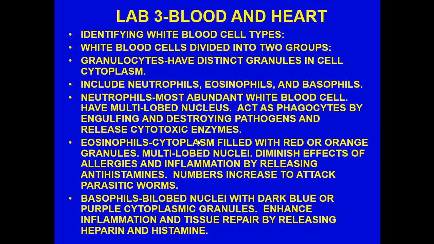Eosinophils have cytoplasm filled with red or orangish granules. This depends on the eosin stain. Eosinophils also have multi-lobed nuclei. They diminish the effects of allergies and inflammation by releasing antihistamines. Their numbers will also increase upon the presence of parasitic worms. So usually if you have an elevated eosinophil count, the first thing the physicians will start to ask is, does this person have parasitic worms?